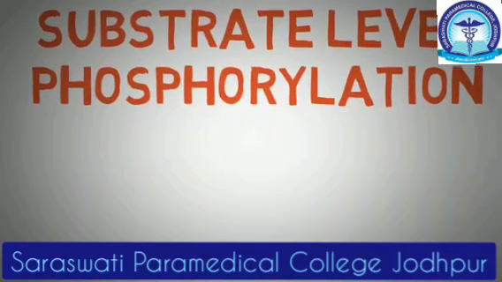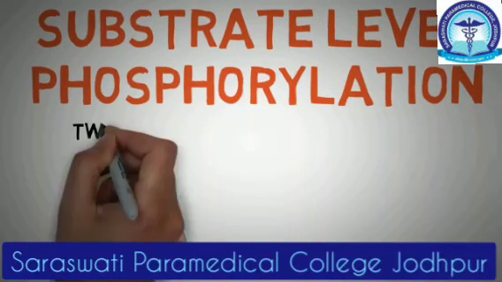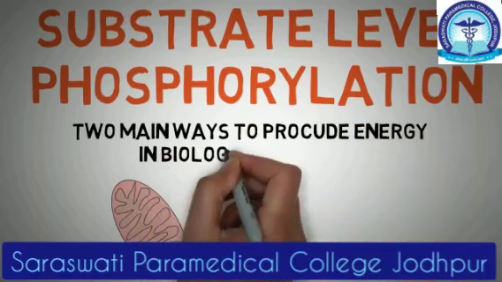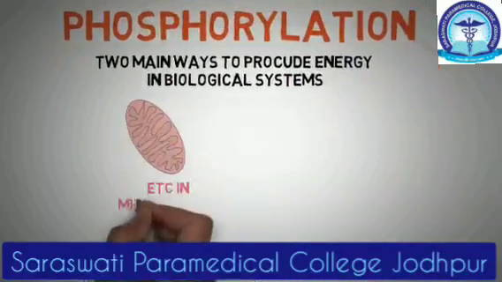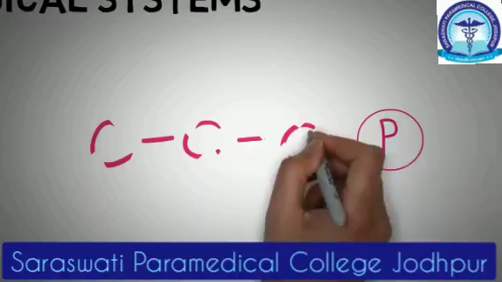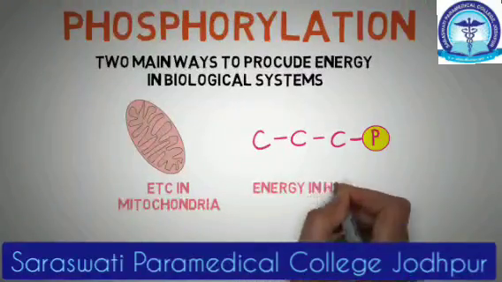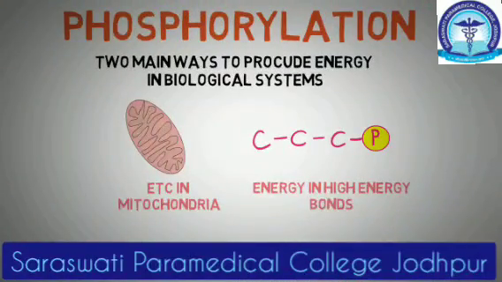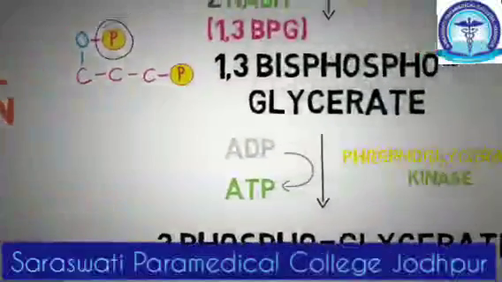See, basically we have two main ways to produce ATP in the body: through ionic gradients that happen in the electron transport chain in the mitochondria, or by using the energy that is present in the high energy bonds of different substrates, which is known as substrate level phosphorylation.